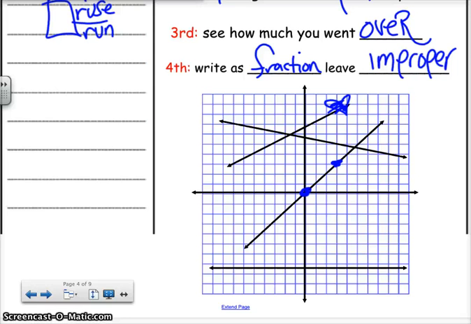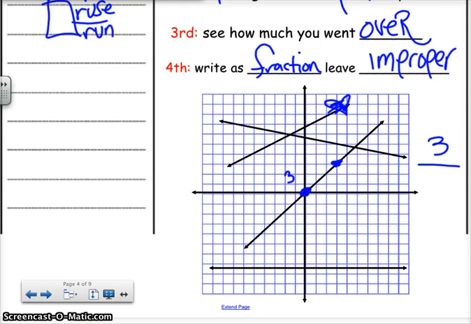Some kids ask, how do I know which one to start with? Well, think about how you read and write. You go from left to right. Same thing with finding slope. You find the first point, the one that's closest to the left, and then go to the next one to the right. Okay, so rise over run. I rose up 1, 2, 3. Rise up 3.